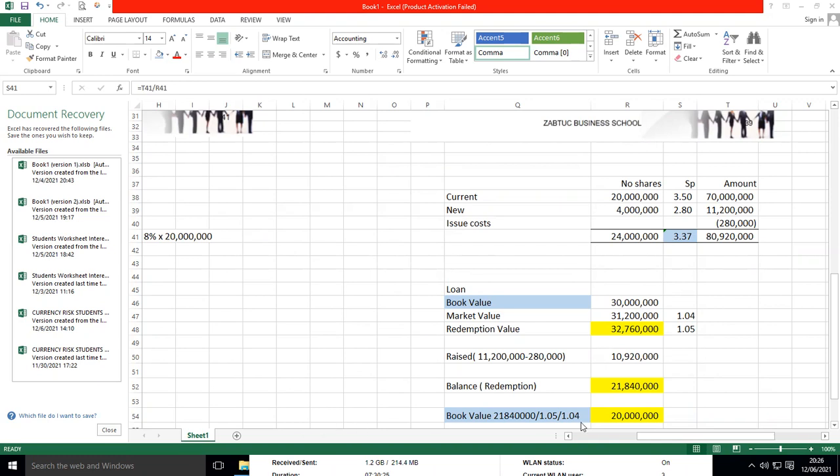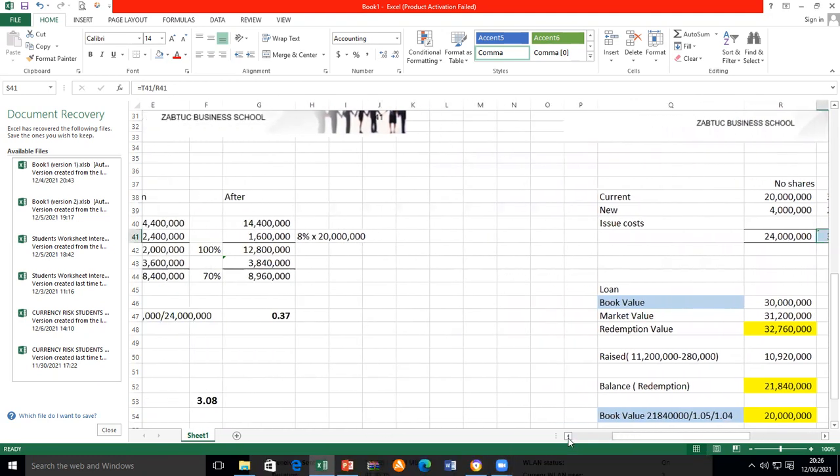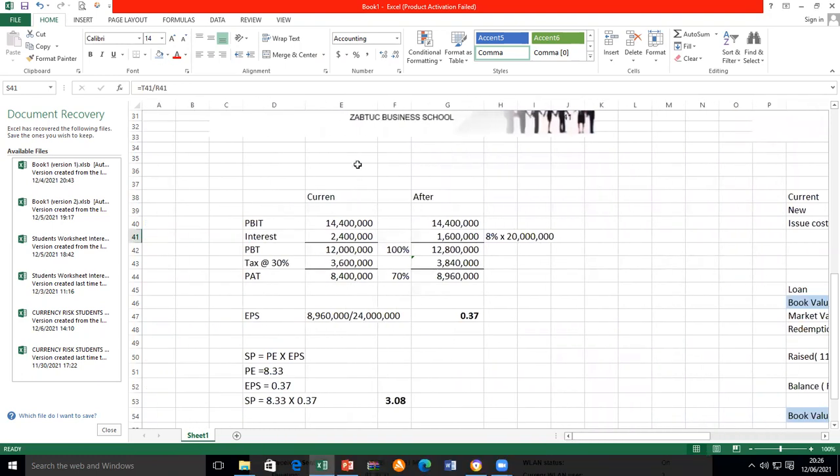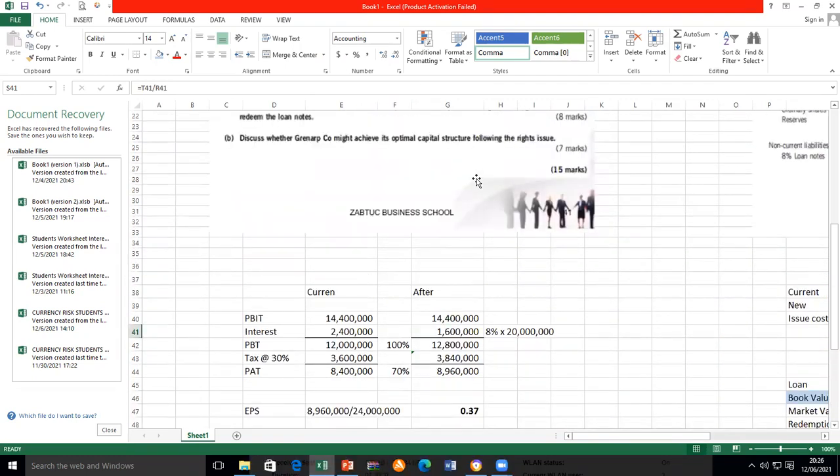So now let's go through the principles that we have covered here. This question has been examined not only once, but a number of times. What is the question? Is it acceptable to make a rights issue of shares to raise money to pay off a loan?